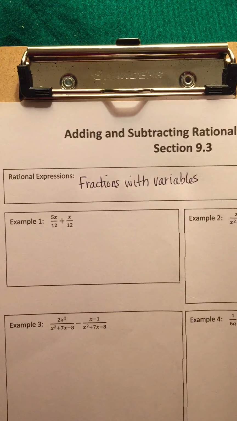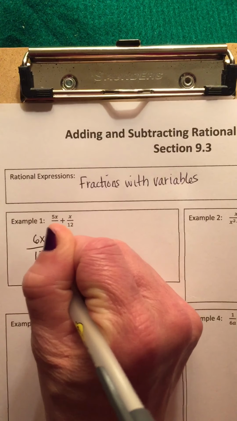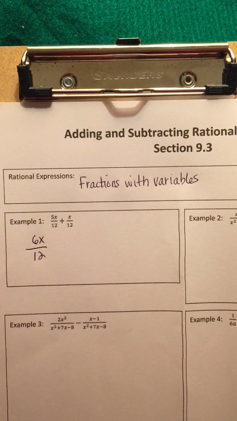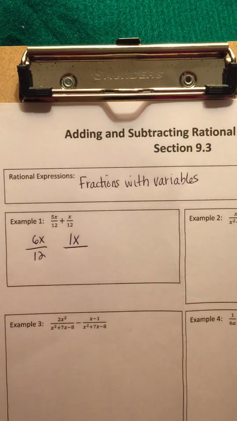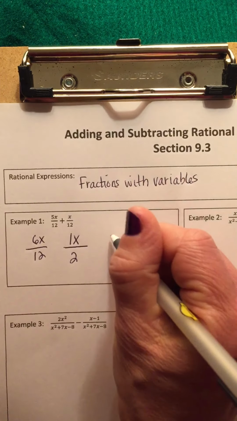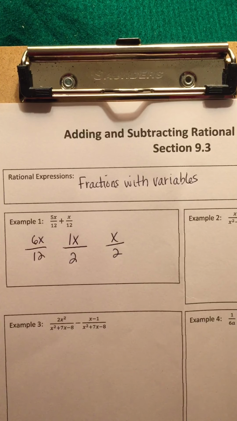Looking at example 1, 5x over 12 plus x over 12. They already have the common denominator of 12. 5x plus 1x is 6x divided by 12. The 6 and the 12 we do need to reduce. 6 divided by 6 is 1. Keep that x there. 12 divided by 6 is 2. 1x divided by 2 or x divided by 2. Either one of those answers is acceptable.